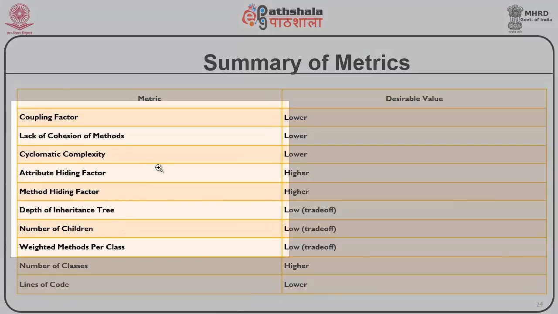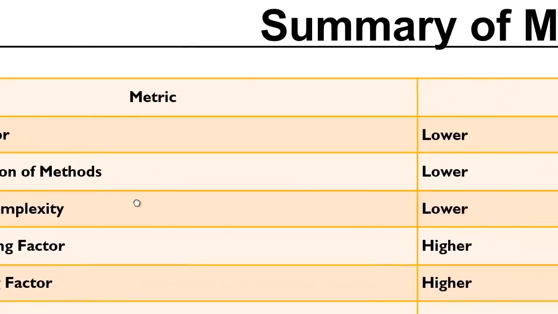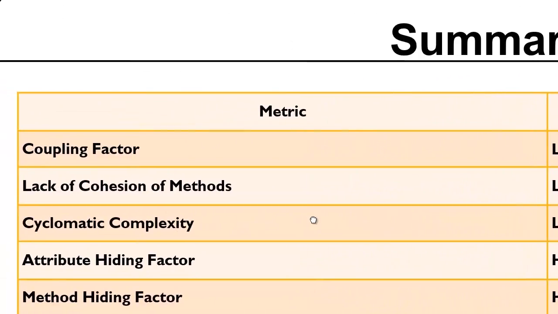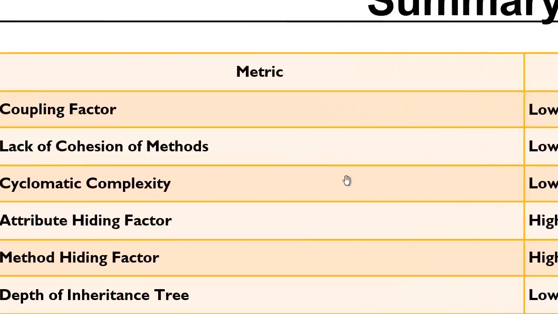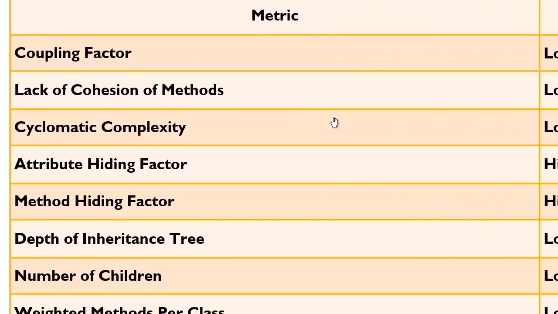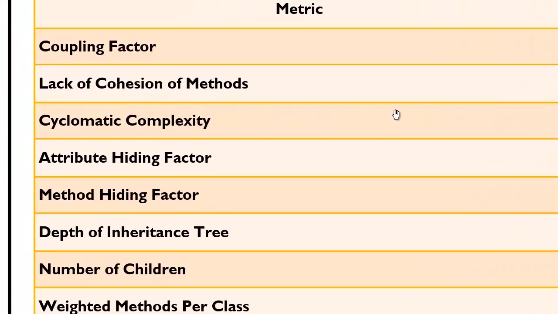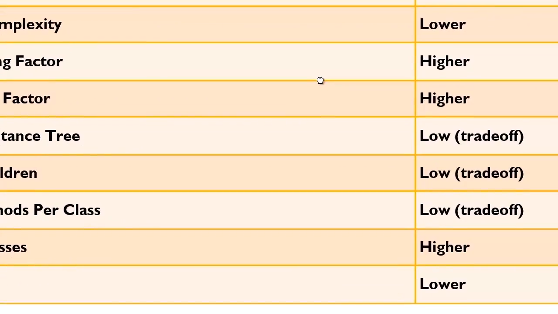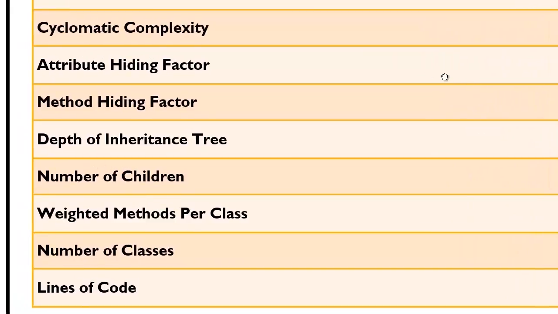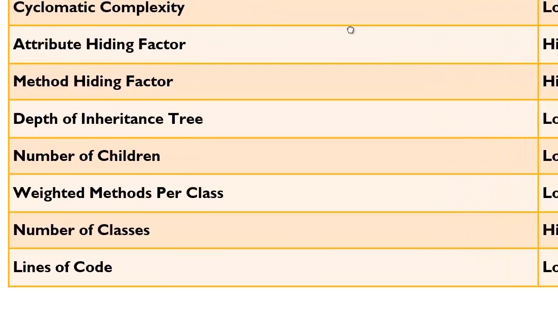Summary of metrics: metric, desirable value. Coupling factor, lower; lack of cohesion of methods, lower; cyclomatic complexity, lower; attribute hiding factor, higher; method hiding factor, higher; depth of inheritance tree, low; number of children, low; weighted methods per class, low; number of classes, higher; lines of code, lower.